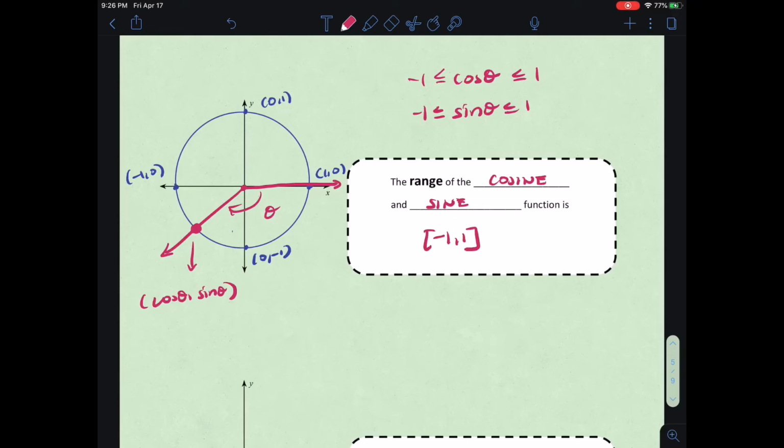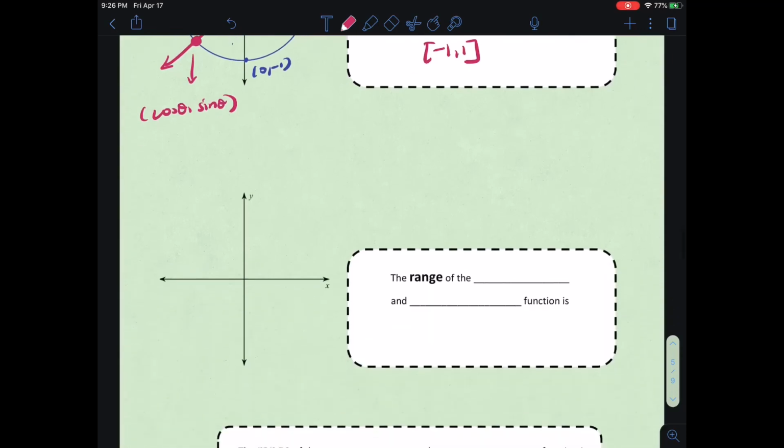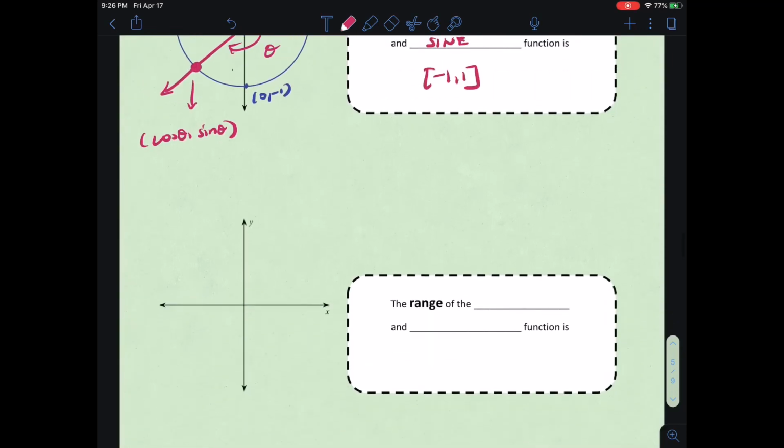Now let's look at cosecant and secant. So for cosecant of theta, we know that cosecant of theta is 1 over sine theta. To better understand the range of the cosecant function, what we're going to do is look at a function that we've graphed before, which is f of x equals 1 over x. If you remember, the graph will look something like this.